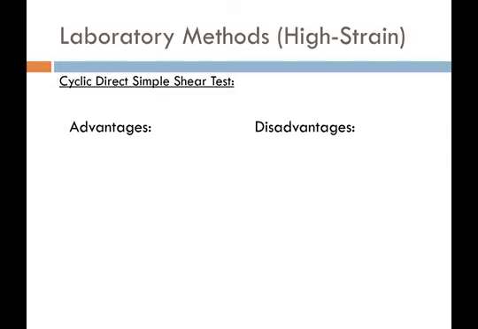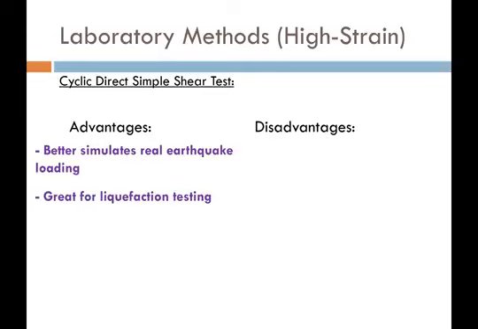So, advantages and disadvantages of this cyclic direct simple shear test. That cyclic motion and the ability for the soil to deform how it wants to while still being confined is a much better simulation of what the soil is actually feeling in the ground in a real earthquake. We get the side-to-side shear stresses, not the up and down compressional and tensional stresses. This method has been shown to produce some really useful and valuable liquefaction results in the laboratory.